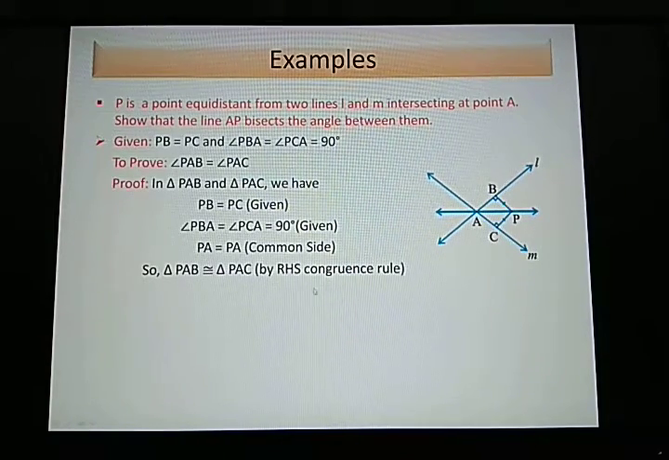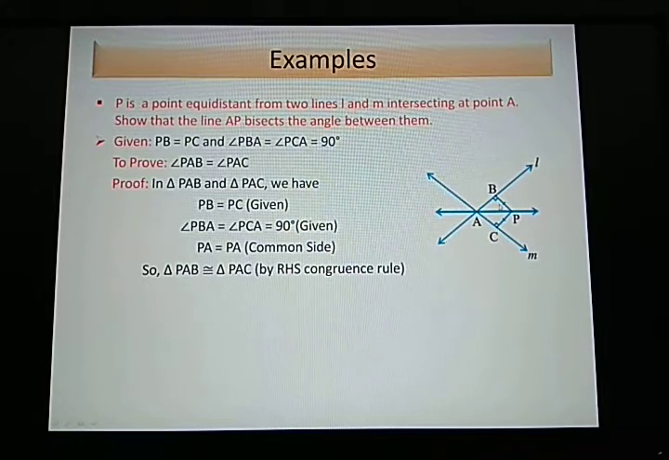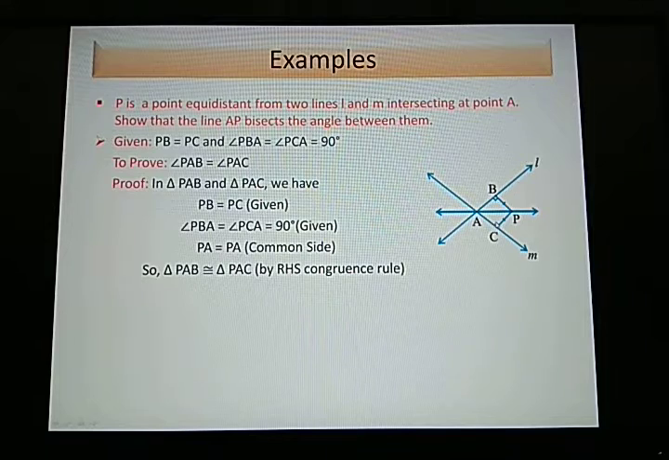Now why have we taken RHS? Some might think it to be SSS. No, why is it RHS? Because both these are right angle triangles. So remember, if it is a right angle triangle, and here PA is the hypotenuse of both the triangles. Angle PCA is the right angle. And PB and PC are the other sides. So here, the right angle is there, the hypotenuse is there, and the side is there. So we can use RHS. Both of them are right angle triangles. Clear? So if you find any right angle triangle satisfying all these conditions, then we can definitely use the RHS congruence rule instead of SAS or any other congruence rule.